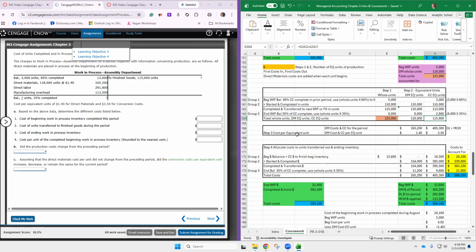Okay, here comes step 3. I keyed in 165,200. That's the direct materials cost for the period.